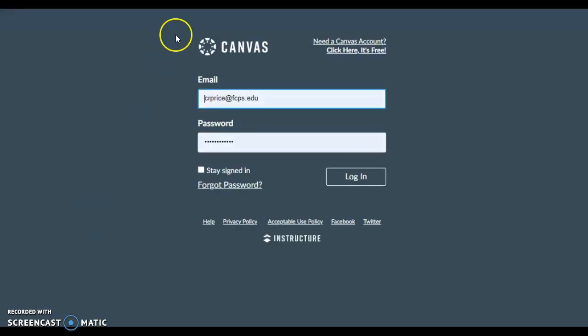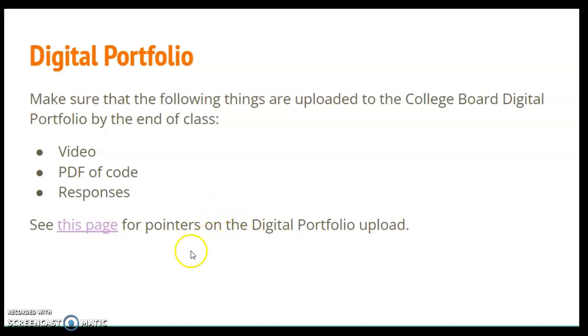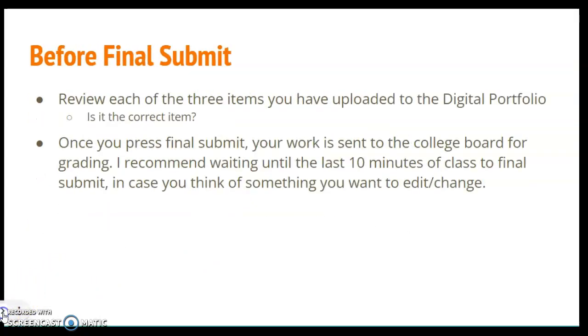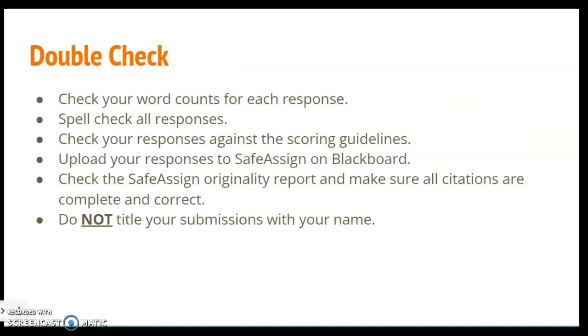If you click on this page right here, this will take you to a page for some digital portfolio pointers. All right, just a couple double checks. Make sure you count the words for each response. It will tell you the maximum word count. Make sure you spell check all of your responses, read them over, and make sure they have proper punctuation. Check all your responses against the scoring guidelines. You have that whole thing; you can go back to day 1 where all of them are there.